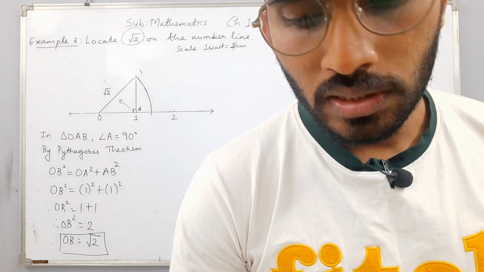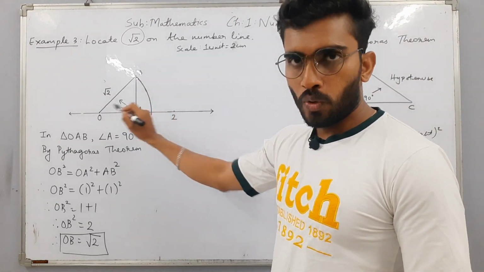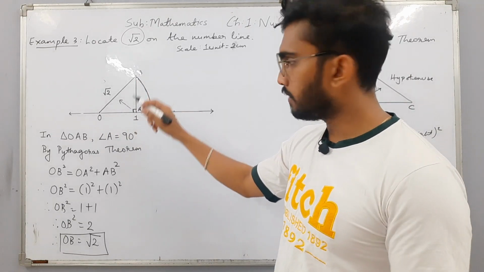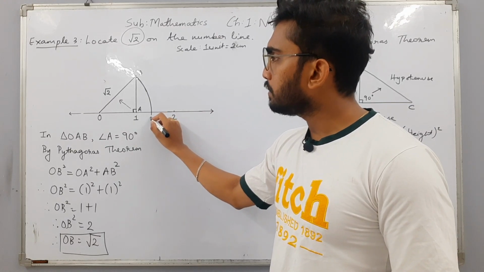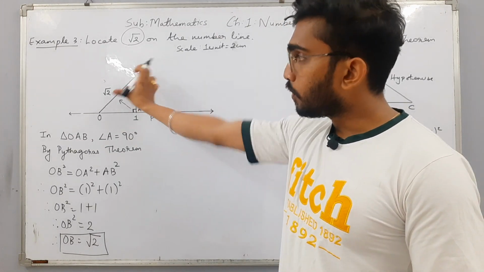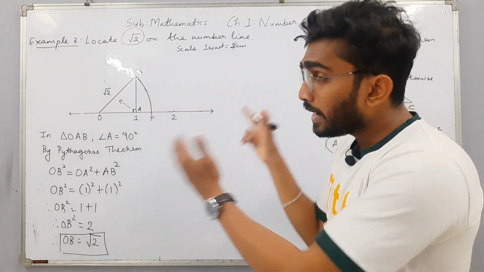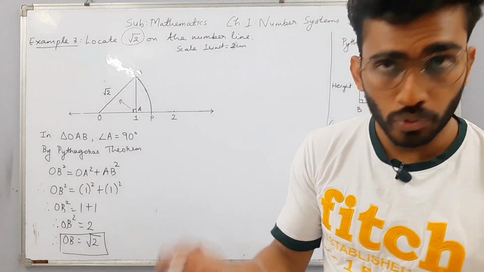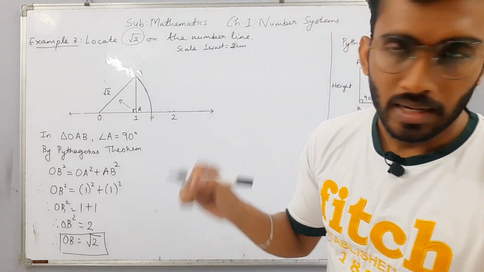So OB was our radius, so we made this arc taking O as the center. So the distance between O to B will be equal to the distance between O to this point, and let's say we name this point as P. So if OB is root 2, how much will be OP? OB and OP are equal, right? So OP is also root 2. So here we show root 2 on the number line.